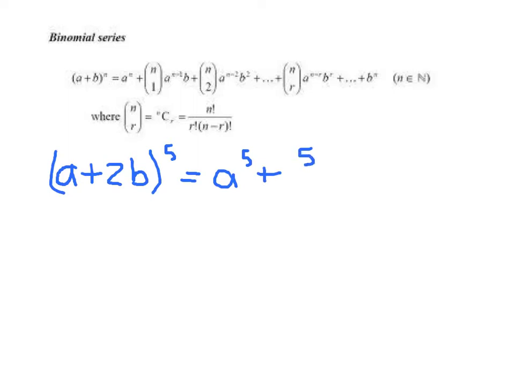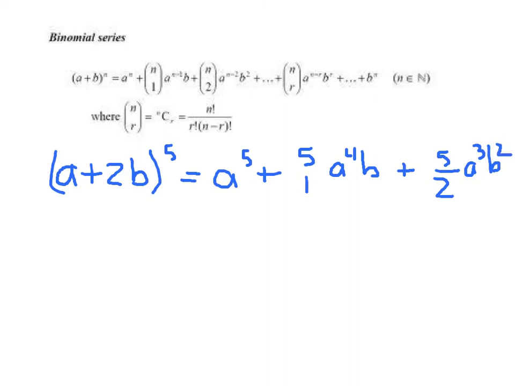This is what the binomial expansion formula looks like in the book, and this is kind of what the example looks like in the book. So like if I had (a plus 2b) to the 5th power, it would be to take a to the 5th, plus 5 choose 1 times a to the 4th times b, plus 5 choose 2 times a cubed b squared.